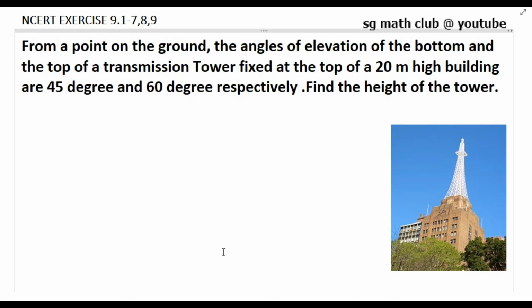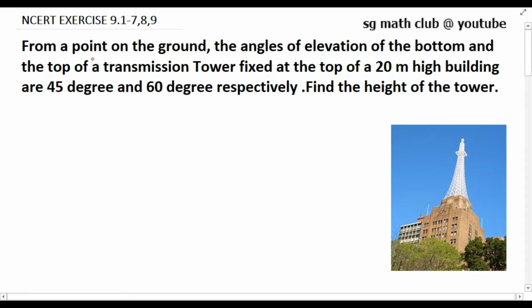In this video, we will do some more problems from the chapter Application of Trigonometry. So the first question goes like this. From a point on the ground, the angles of elevation of the bottom and the top of a transmission tower fixed at the top of a 20-meter high building are 45 degree and 60 degree respectively. Find the height of the tower.